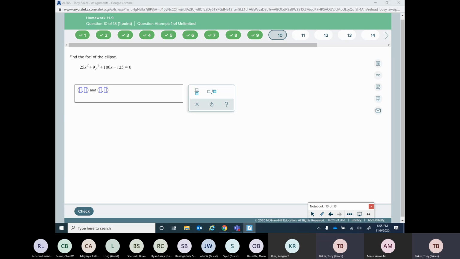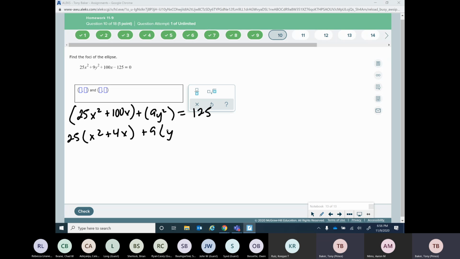So first thing we have to do is clean up my equation to get into the correct form. So I have 25x squared plus 100x plus 9y squared, and that's it, equals 125. So I'm going to take out the 25, and get x squared plus 4x. I'm going to take out the 9.